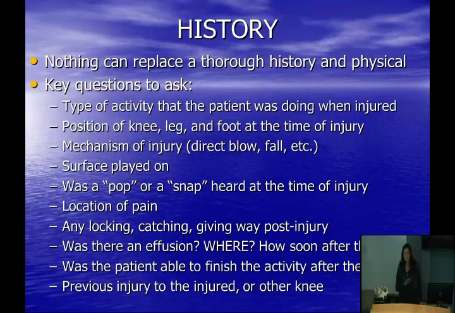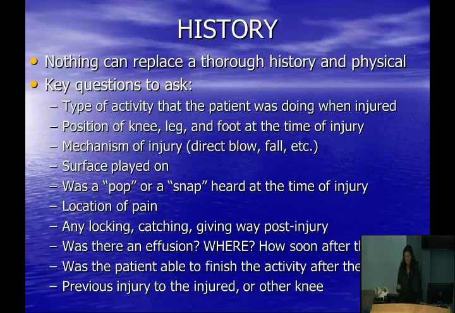So history, as with anything, nothing replaces a good history and physical. You have to ask lots of questions. You want to know the type of activity that they were doing when they got injured, the position of the knee or the leg or the foot at the time of the injury, the mechanism of injury. Was it a direct blow? Was it a fall? Did somebody run into them? Did they misstep? Did they twist? What happened? You want to ask if it was a sport, what surface were they playing on?